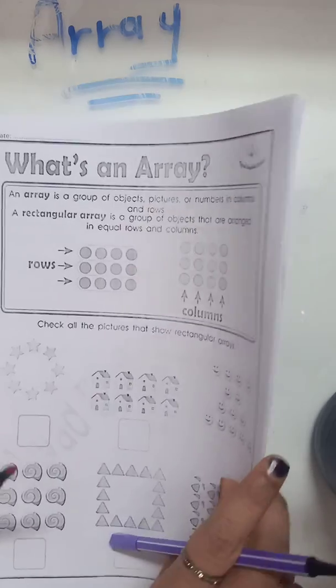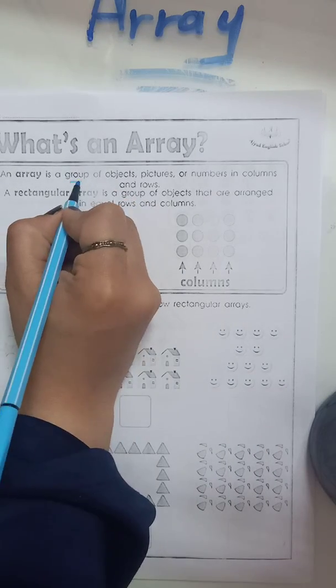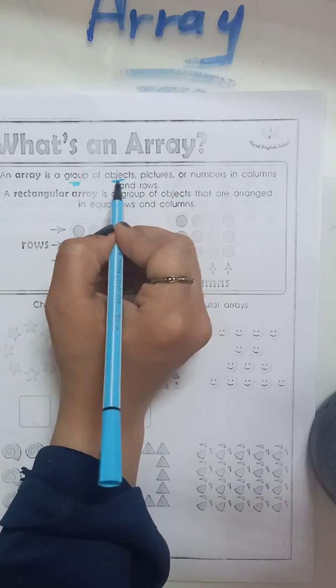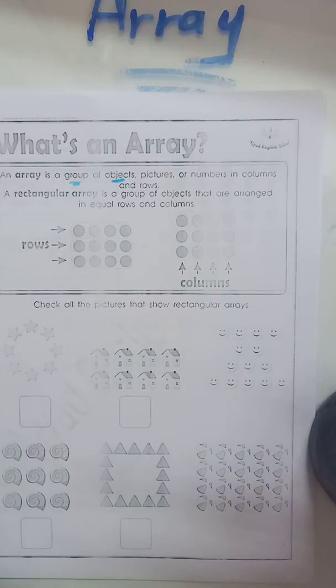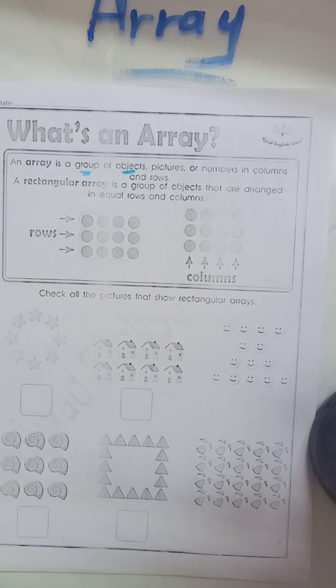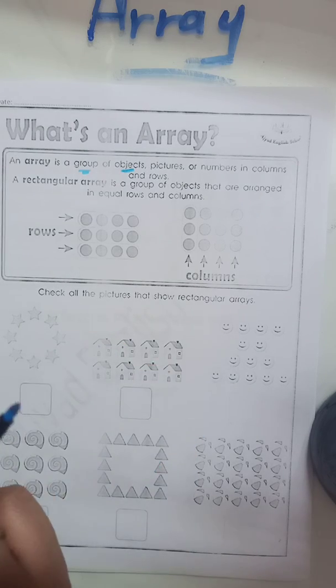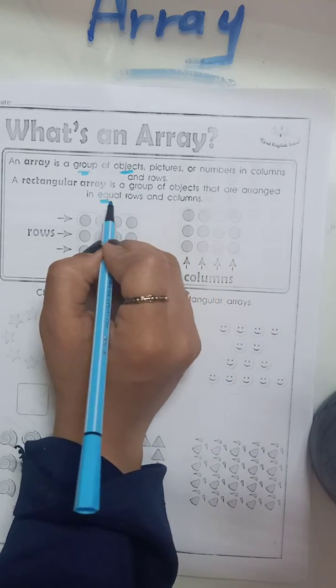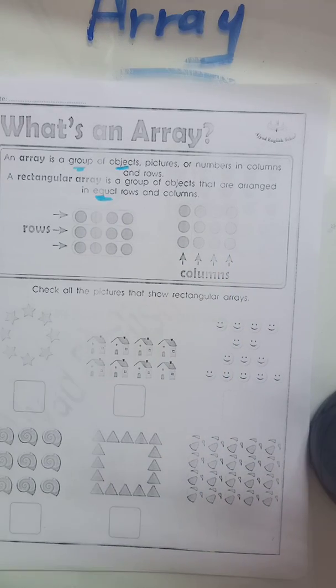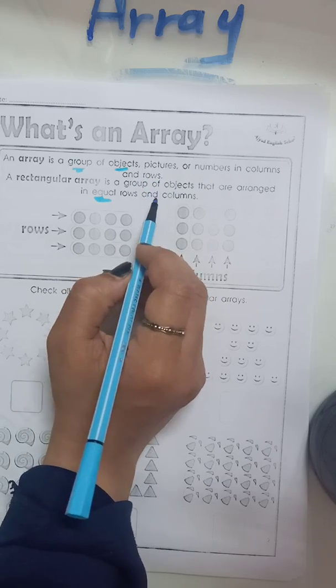Okay, what is the meaning of array? It is a group or set of objects. It can be pictures, numbers, cubes, circles, anything, okay? Arranged by columns and rows. But we have a condition: the rows are equal, not any rows, and equal columns.